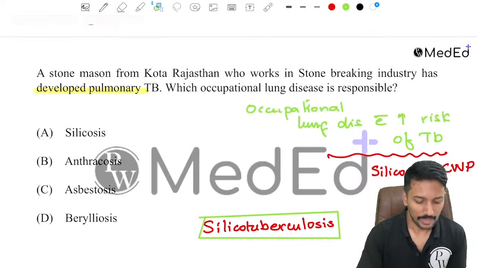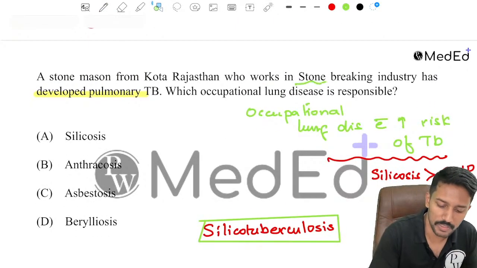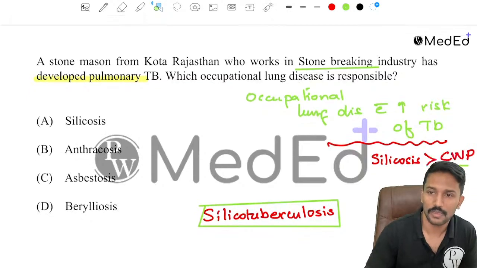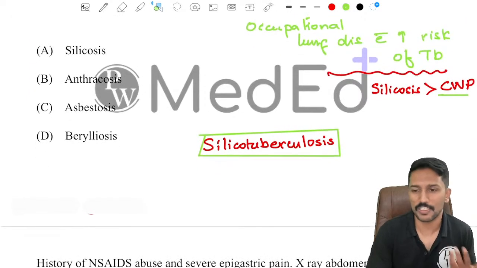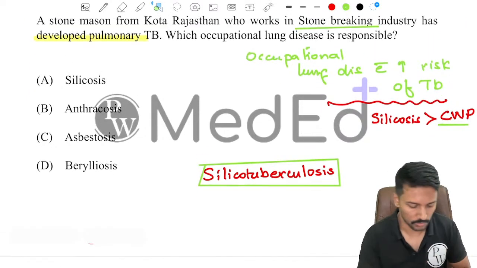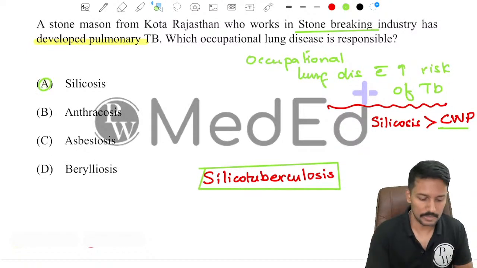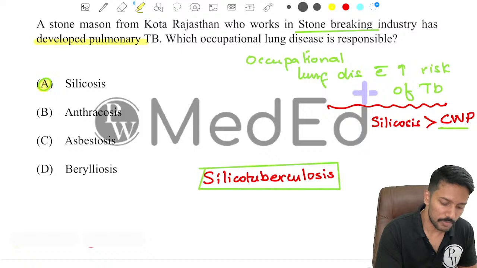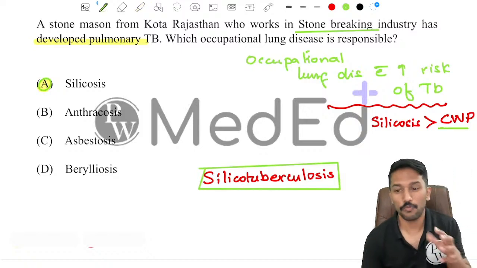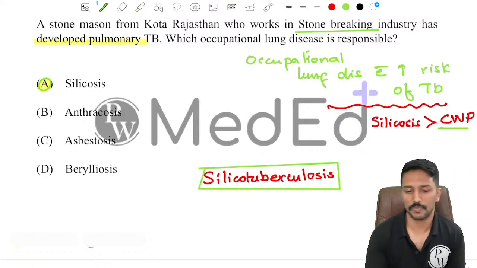Silicotuberculosis. And stone exposure, stone breaking, obviously he would be exposed not to coal, right? Would he be exposed to coal? No, he will be exposed to the silica from the stone. So obviously the answer would be silicosis. Okay. Can anybody tell me what other disorders are increased in risk in patients with silicosis?